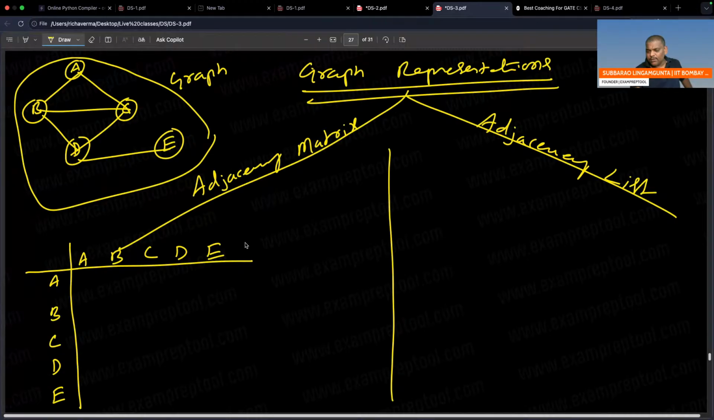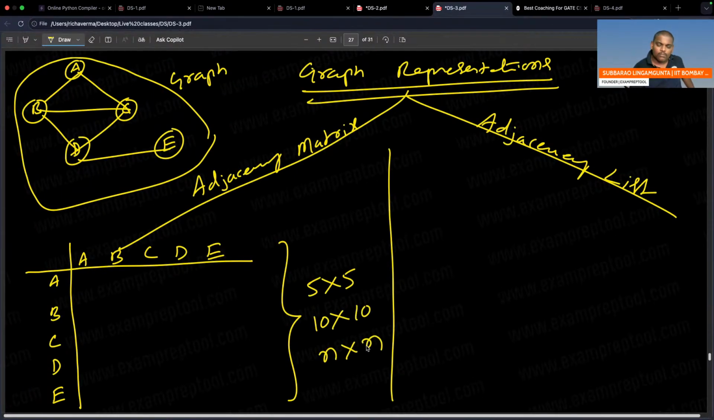Suppose 5 vertices, 5 by 5 matrix. If 10 vertices, 10 by 10 matrix. If n vertices, n by n matrix. N by n matrix. Try to understand.